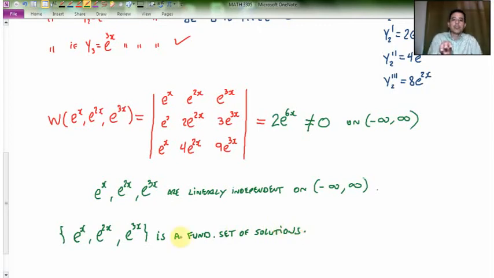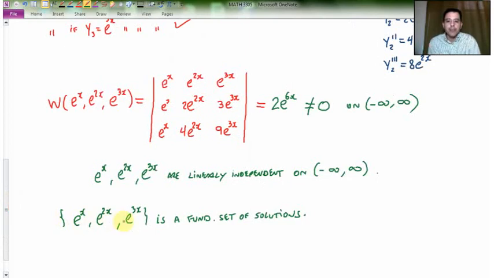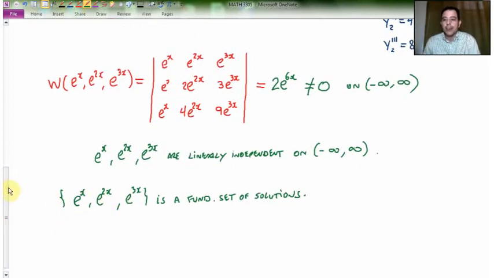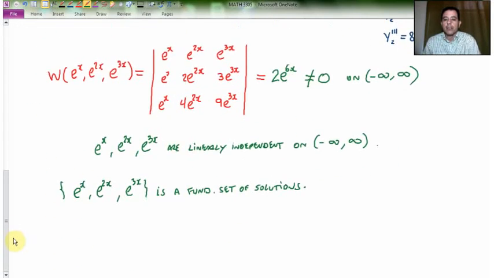So those three guys are the building blocks of all the other solutions. Any solution of this ODE has to be written in terms of these three guys. Okay, it's a linear combination of those three. So the conclusion of the theorem says that the general solution, any solution, is a linear combination of those three functions.